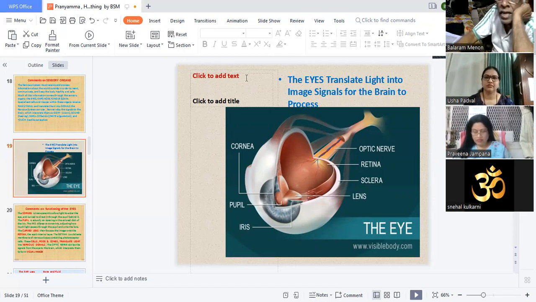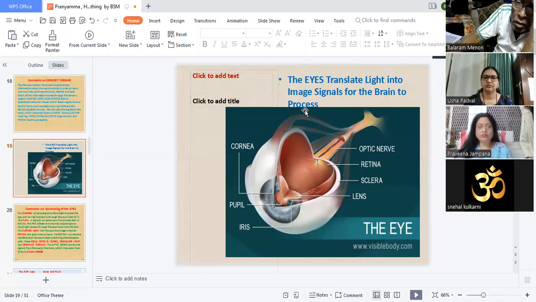The eyes translate the light into image signals for the brain to process. Blue, immediately the signal goes: it is blue. Pravina has worn blue, the signal goes to the brain, and the brain says yes, it is blue. In the same way, something red is visible on Pravina's face, the lipstick, the signal goes, red, it is applied on the lips, that is red only. So that signal interpretation is okay. Pravina, don't feel bad, I am just giving an example.